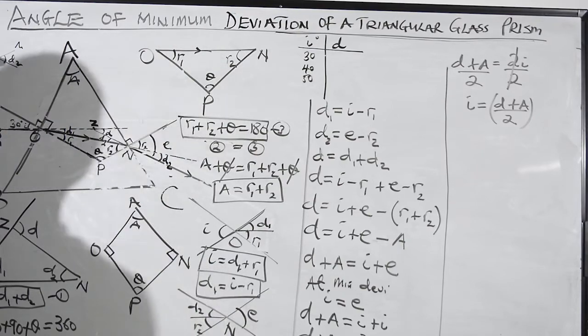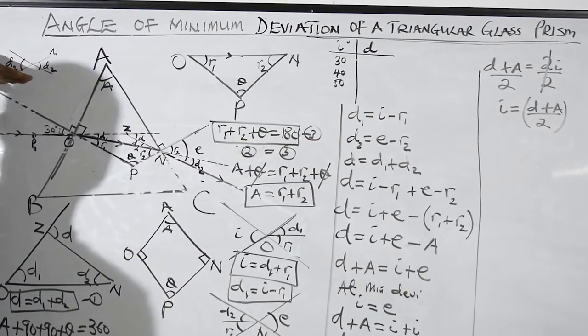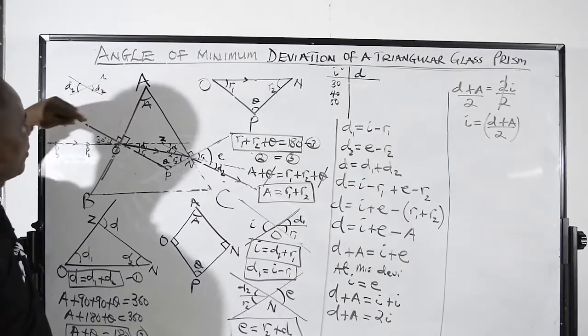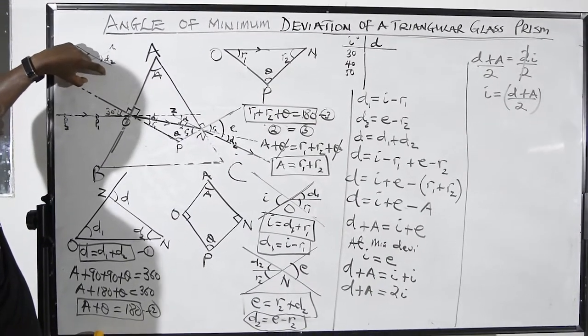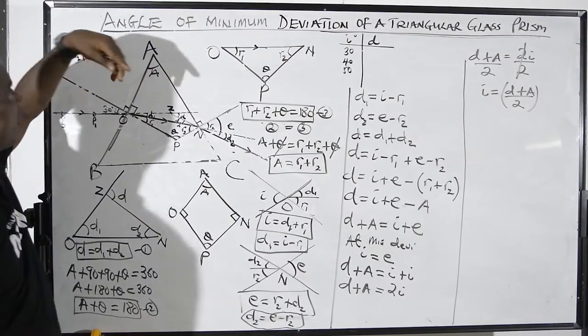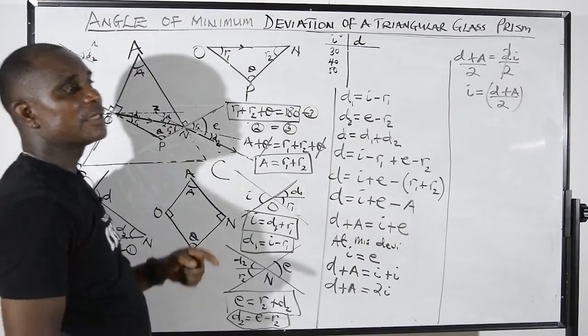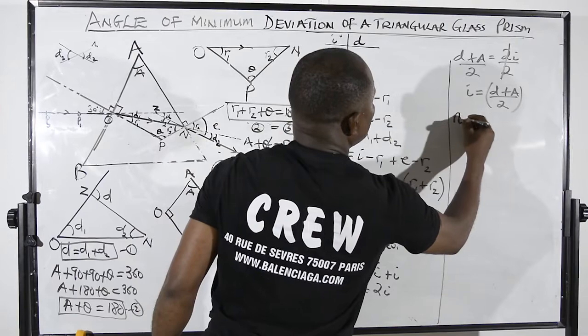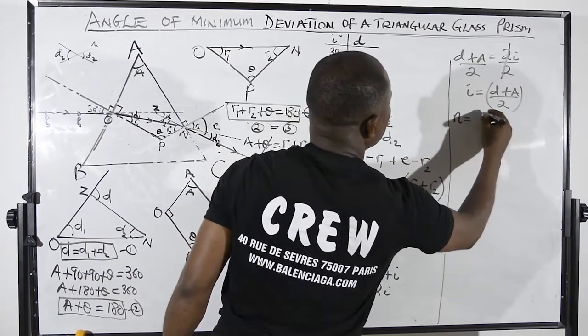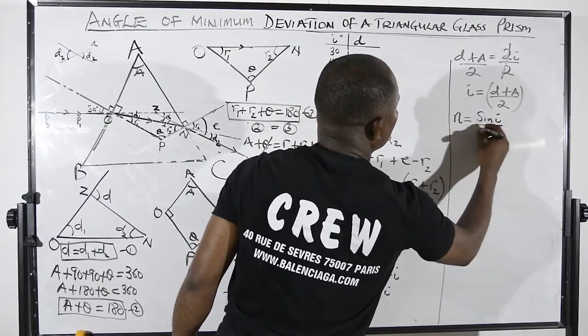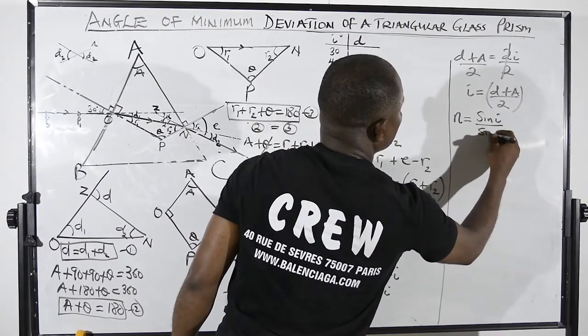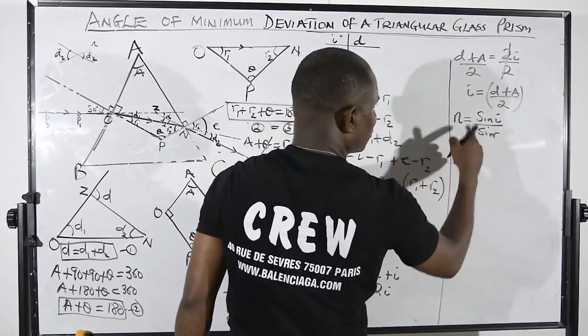Remember, we are directing light moving from an optically less dense medium entering a denser medium. Because it's moving from an optically less dense medium entering a denser medium, it is obeying the law of refraction. The refractive index was given as sine I all over sine R according to Snell's law.